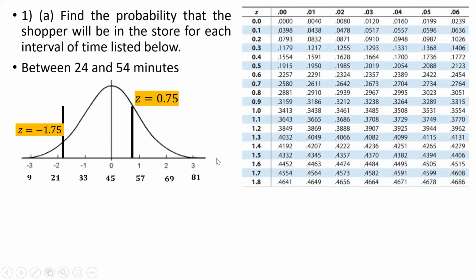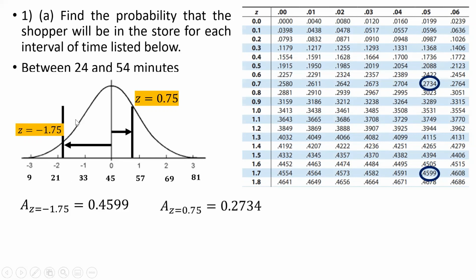The area of 1.75, that is 1.7 and 5, is 0.4599. The area of 0.75 is 0.2734.